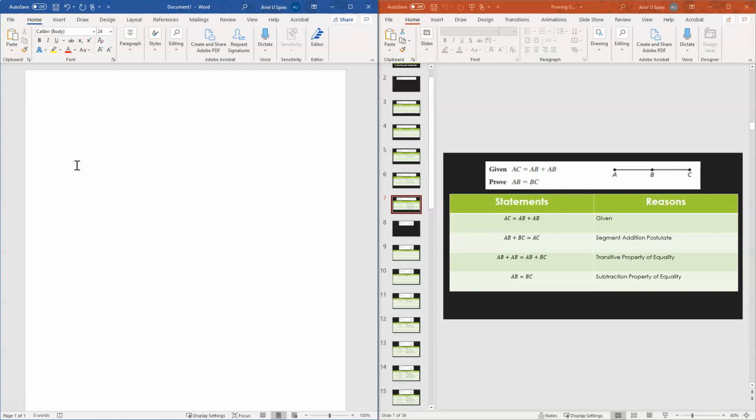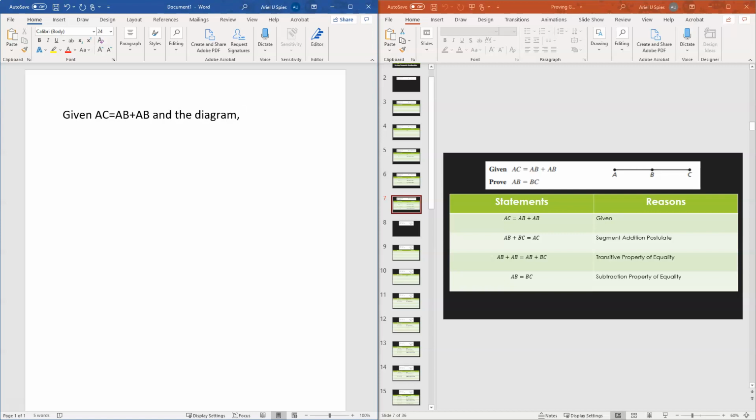Okay. So what I would do here if I wanted to turn this into a paragraph proof, I would start off with my given. So I would say given, and I would say AC equals AB plus AB, comma. That's how you always start off a paragraph proof. Then I could say, and the diagram.